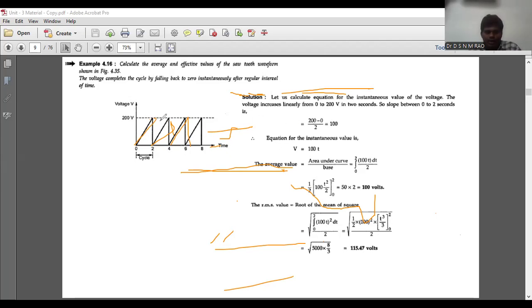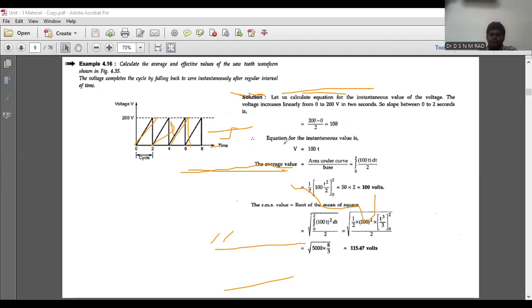So (200 minus 0) by 2 equals 100, so 100 into t. The equation is 100 t for 0 less than t less than 2. 100 t is the instantaneous value of voltage, small v equals 100 t for 0 less than t less than 2.